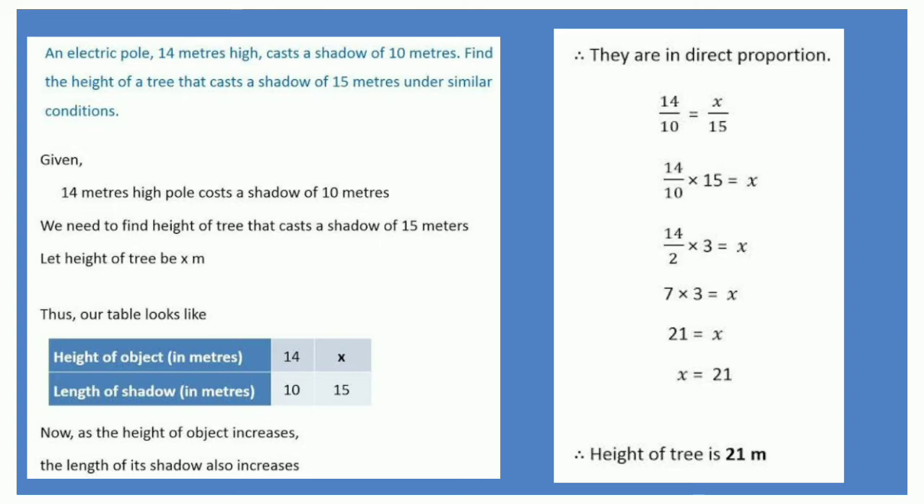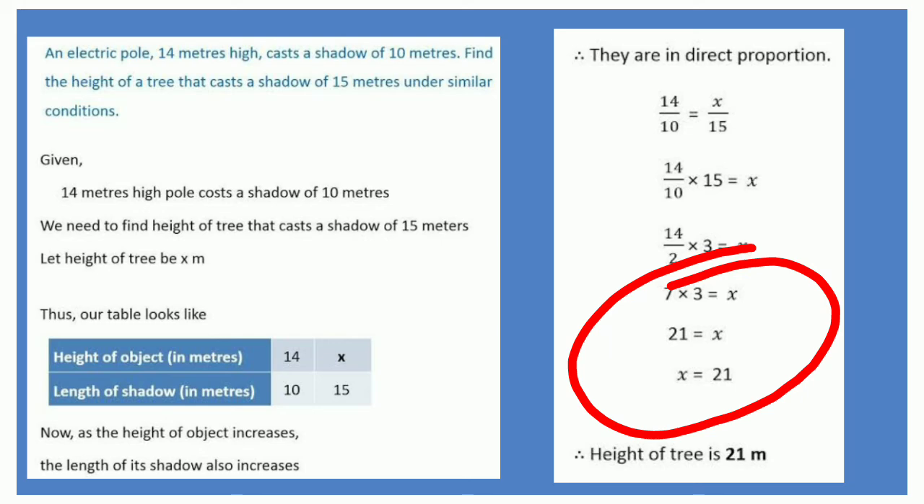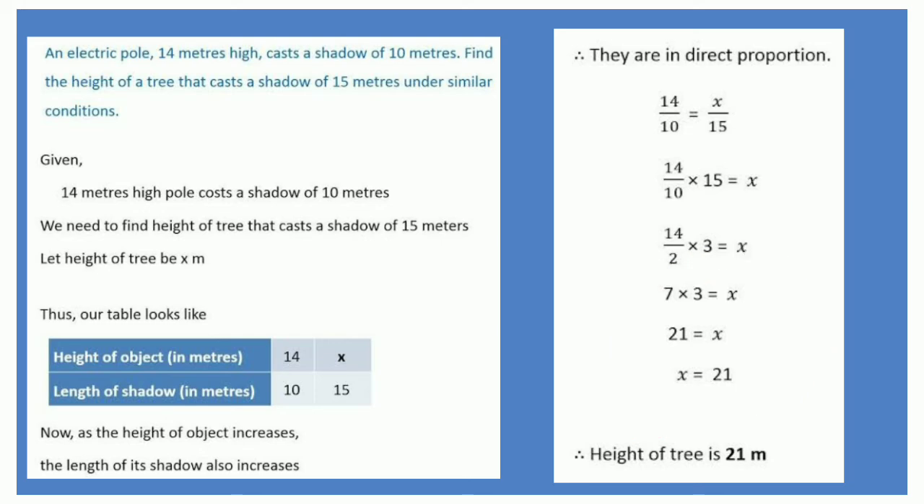So 14 divided by 10 is equal to x divided by 15. Cross multiply, you will get x is equal to 14 into 15 divided by 10. Then after the cancellation, you will get x equal to 21. That means the height of the tree is 21 meter.